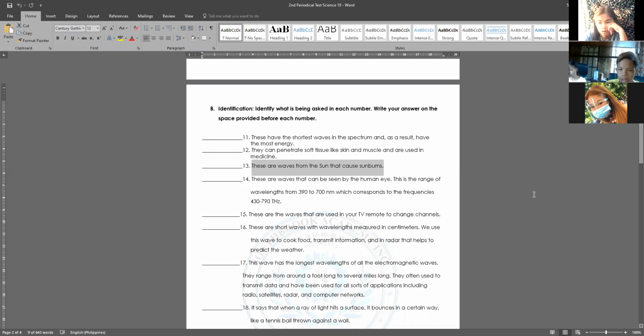These are the waves that can be seen by the human eye. This is the range of... these are waves from the sun that cause sunburn. Ultraviolet rays. Yes, correct. It's ultraviolet rays or UV rays. Number 14, let's have J.